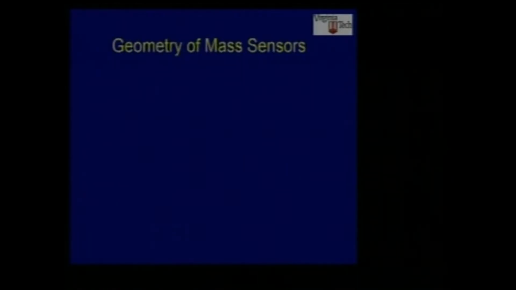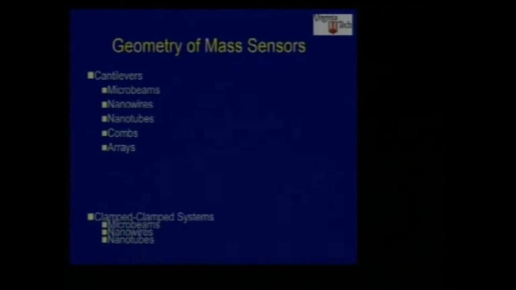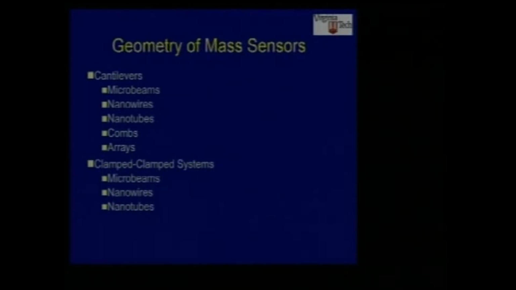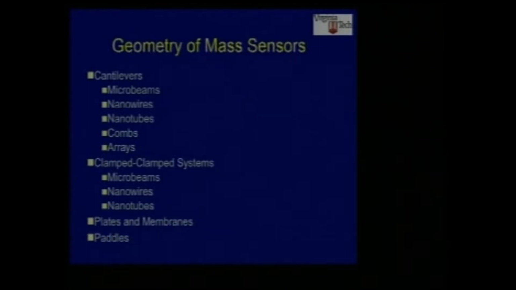Okay, mass sensors have been very popular, and quite a bit of extensive work has been done on the subject. Geometries: you can take cantilevers, there might be microbeams, nanowires, nanotubes, they would have combs, they would have arrays of them, and so on. You can have clamped beams, and the clamped beams could be microbeams, nanotubes, nanowires. You can have plates and membranes, and you can have paddles, all sorts of geometric configurations.